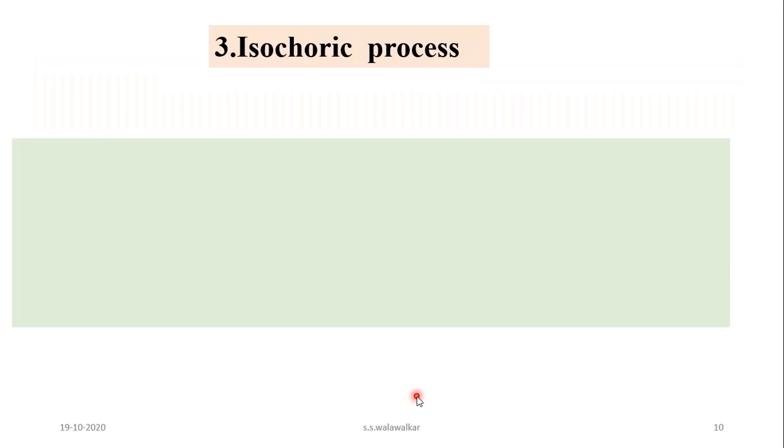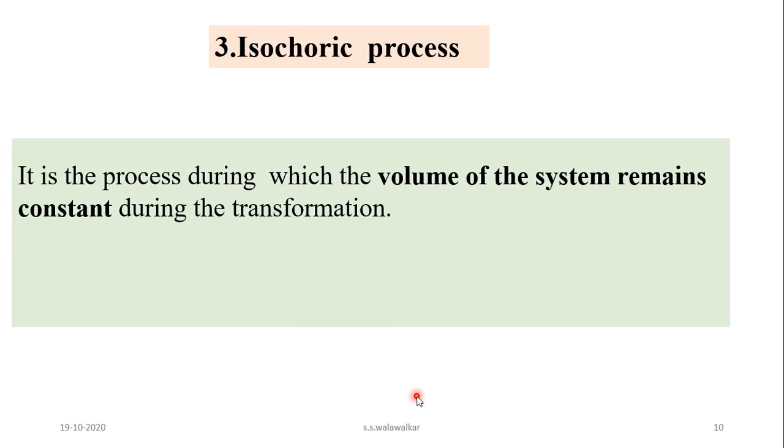Then the third one, that is isochoric process. Isochoric process means it is a process in which volume of the system remains constant during the transformation. That means if any change is carried out in a closed vessel or in a sealed vessel, then that process is called isochoric process. And in isochoric process, change in volume is equal to 0. Delta V is equal to 0.